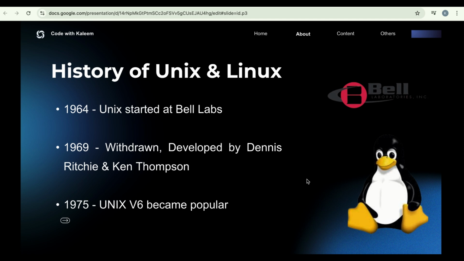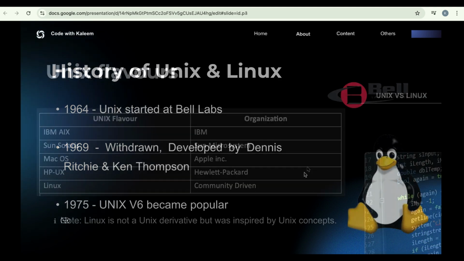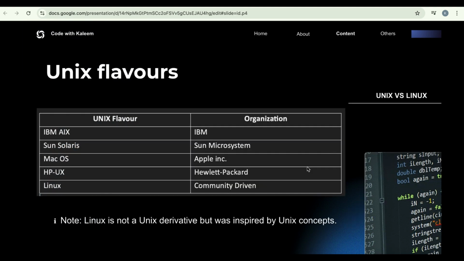Let's start with some Unix flavors. At that time Unix was in the market, so the big giants also jumped in and started to capture it. The Unix flavors were used by IBM AIX, Sun Solaris, Mac OS, and HP-UX. Linux is the newcomer. We will discuss how Linux basically came up. Linux was not in place at that time.